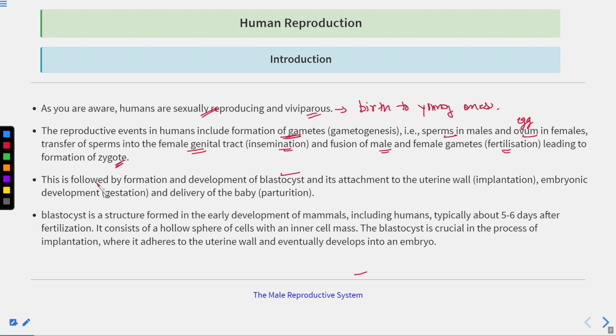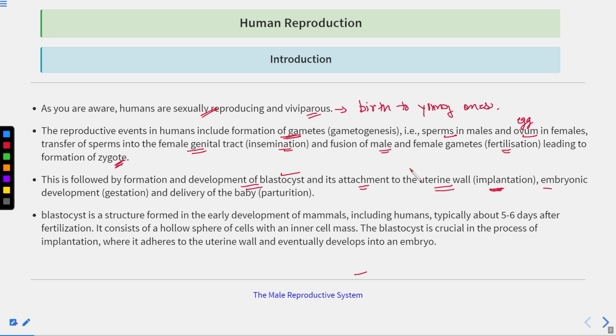Okay, so a blastocyst is formed, and this is followed by the attachment of the blastocyst to the uterine wall. This is known as implantation. Clear? So after the zygote is formed, next is the development of the blastocyst, and the blastocyst gets attached to the uterine wall, and this phenomenon is known as implantation.